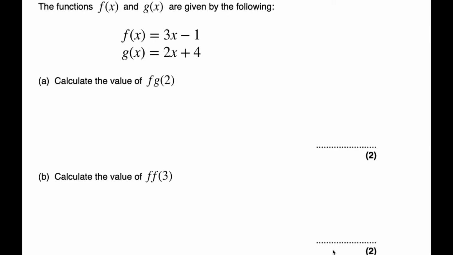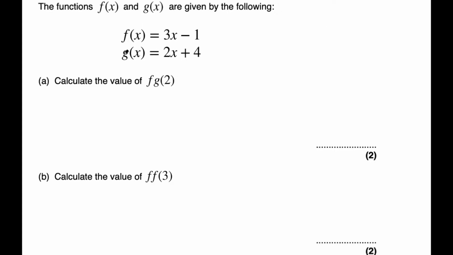In this video we're going to take a look at composition of functions, or putting a function inside another function. So in this question we're given f of x is equal to 3x minus 1 and g of x is equal to 2x plus 4, and they're asking us to calculate the value of f g of 2. Now what that means is we're going to get g of 2 and we're going to feed it back in to f. Alright, so we're going to get g of 2 first.